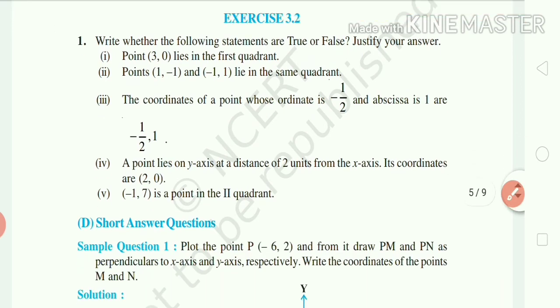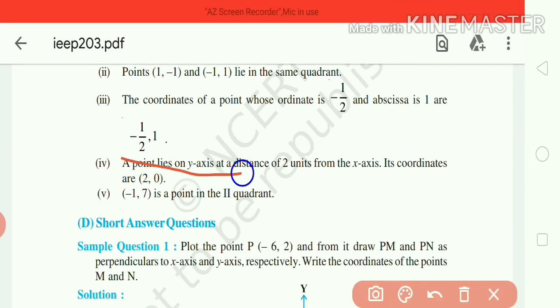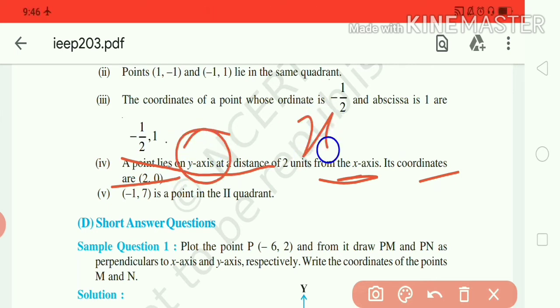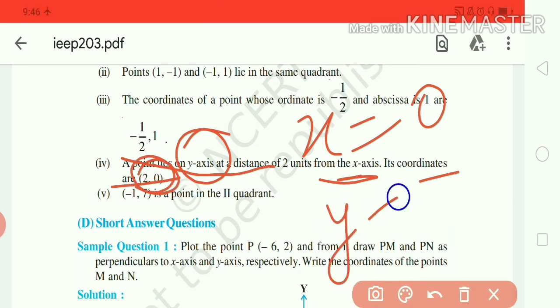Now come to the fourth part. A point lies on the y-axis at a distance of 2 units from the x-axis. The coordinates are 2 and 0. If a point lies on the y-axis, there must be x equal to 0, right? But here we have given y equal to 0, so it is also a false case.